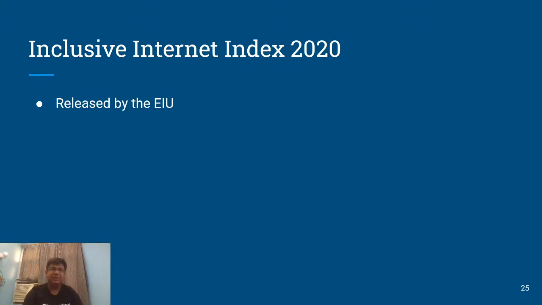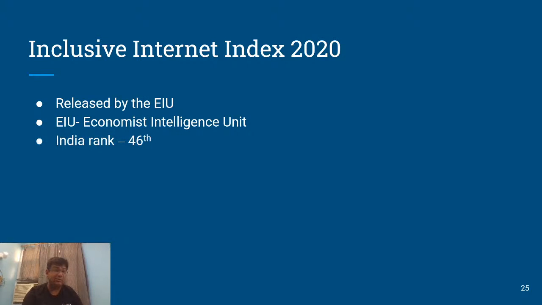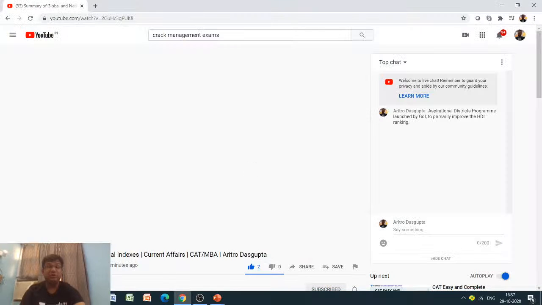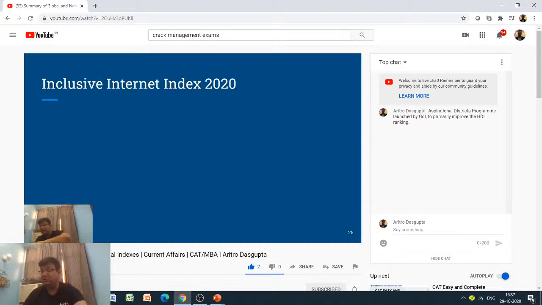Okay, this was released by the EIU. We discussed it a while back. EIU stands for Economist Intelligence Unit. India's rank in this one is actually very good, 46th, probably because of Jio and some of the other players as well, which have ensured that internet connectivity is actually pretty good in India.